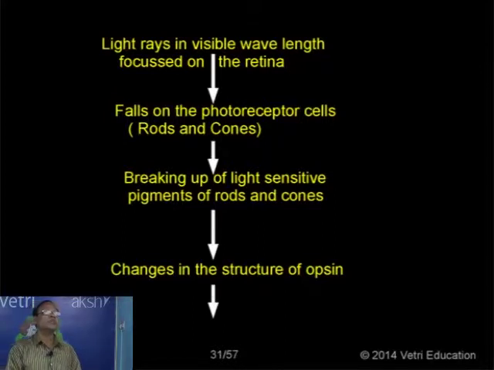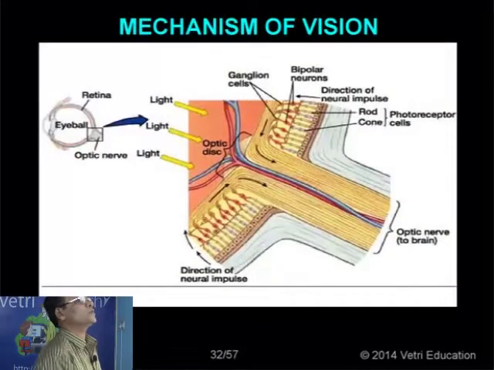As a result, bleaching of the rod and cone pigments takes place, which is the breaking up of the light sensitive pigments of rods and cones. The pigments are light sensitive, either the rhodopsin or the different pigments of the cones. They are broken or bleached because they are highly sensitive to light. As a result, we have changes in the chemical or molecular structure of the opsin protein.